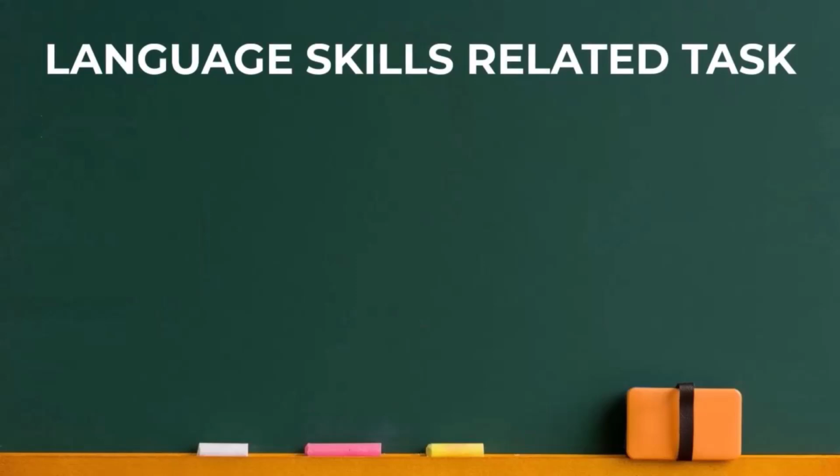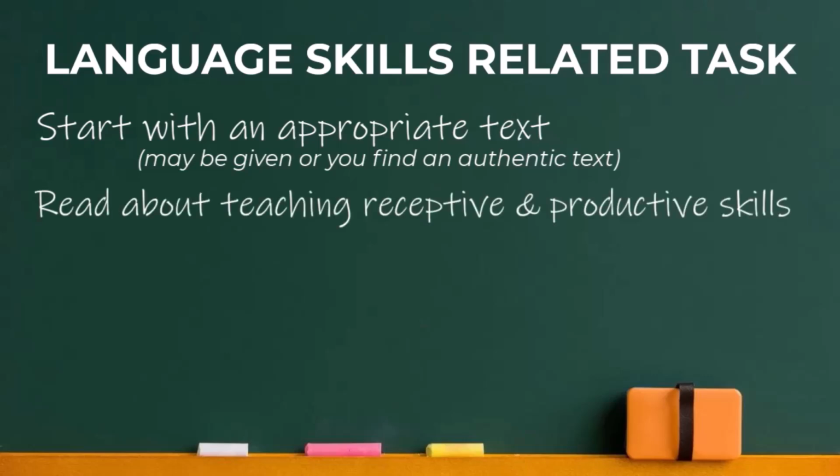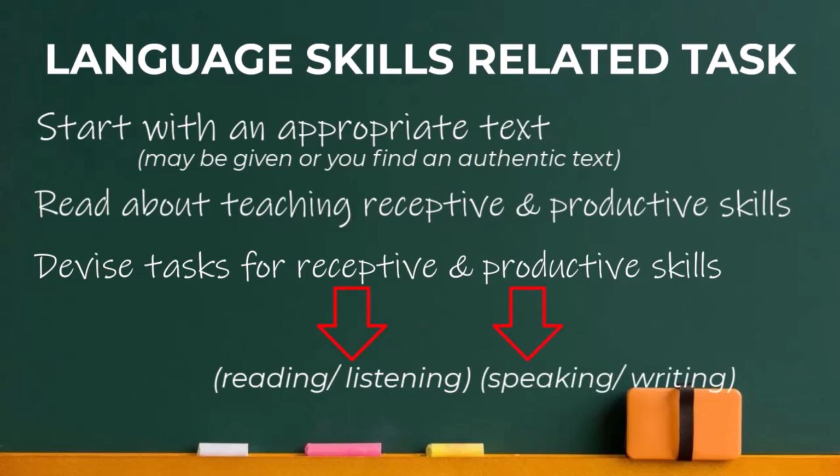You can see a walkthrough of this assignment here, but a brief overview is that you take a text. In some centres they'll give you one, in others they'll ask you to find an authentic text that you like, such as a newspaper article. You have to do some research into receptive and productive skills development, and then say why the text is suitable for your learners and devise appropriate tasks for developing receptive skills, that's reading and listening, and productive skills, speaking or writing. Let's look at these things one by one.